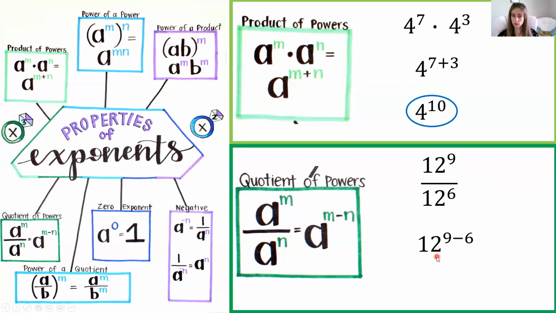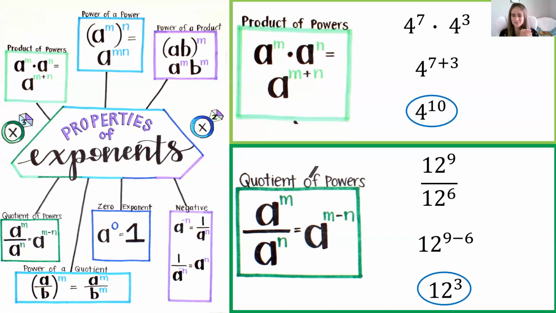We have 12 to the 9th, and we're going to subtract our exponents. So 9 minus 6, sorry, I said that kind of funny. We have a base of 12 that stays the same, and we subtract our exponents, 9 minus 6. What is 9 minus 6? Yeah, 3. And once again, we're just going to leave our answer in exponential form, which means we're all done.